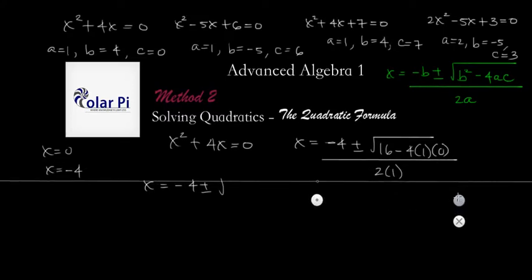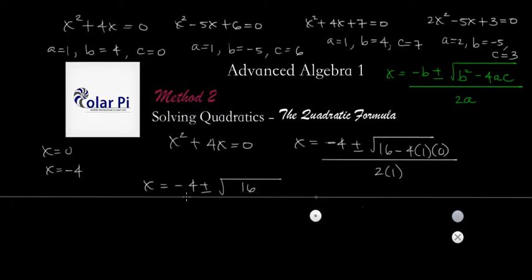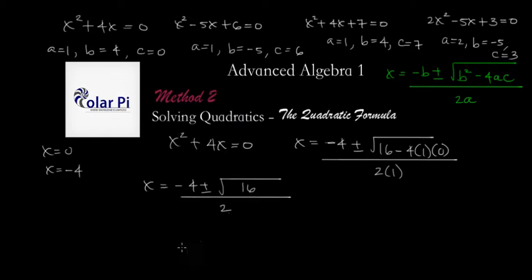So we have x equals -4 plus or minus the square root of 16 minus 4 times 1 times 0, which is just 0. So 16 minus 0. But why bother writing 16 minus 0? You could just write 16 inside the square root. And then all of that divided by 2a, where a is 1, so just 2. So x equals -4 plus or minus, we know the square root of 16 is 4, and then all of this divided by 2.